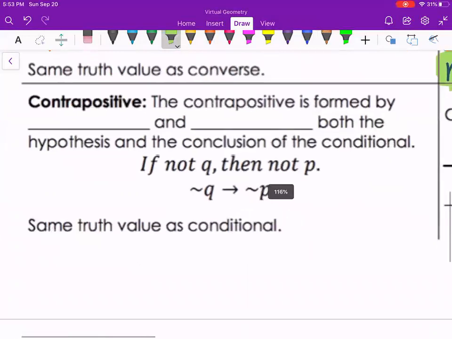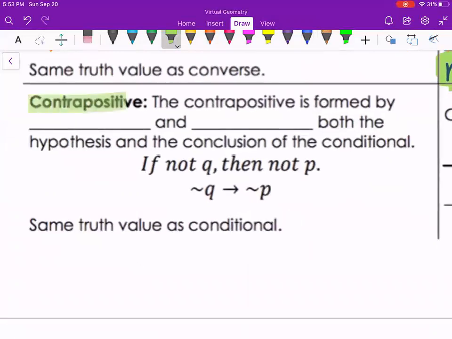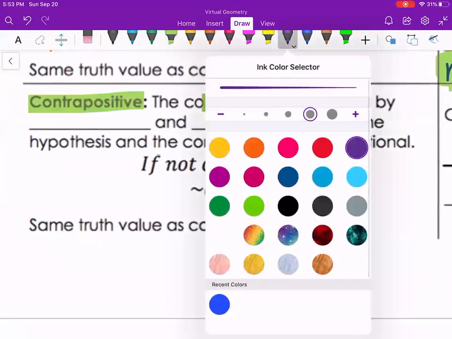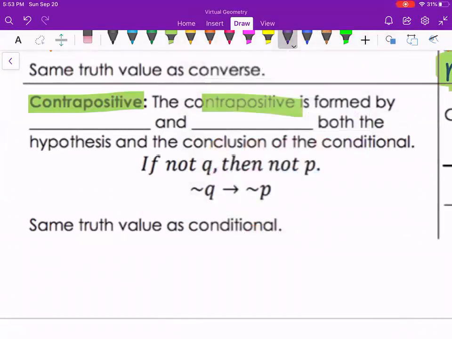Now, our last one is called the contrapositive. And the contrapositive is formed by doing both. We have to take the negation and we switch them. So it's formed by switching and negating both of the conditional, both the hypothesis and the conclusion.